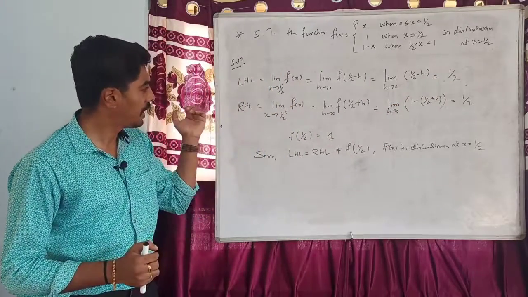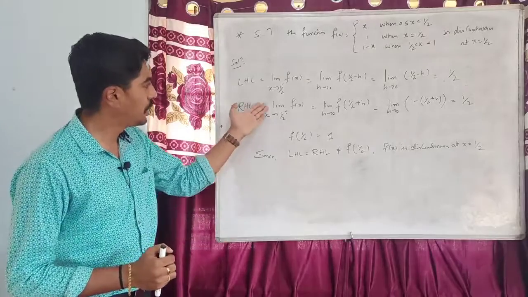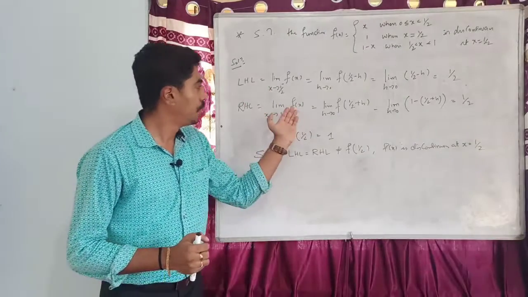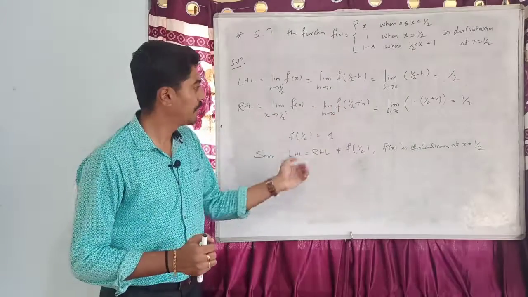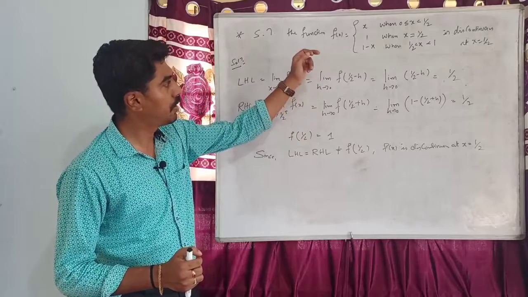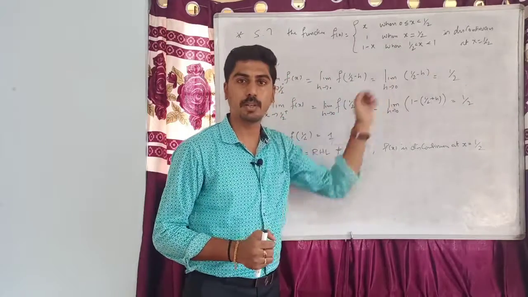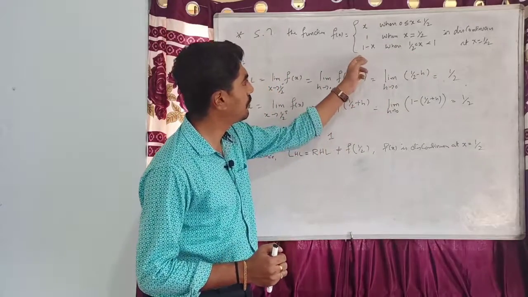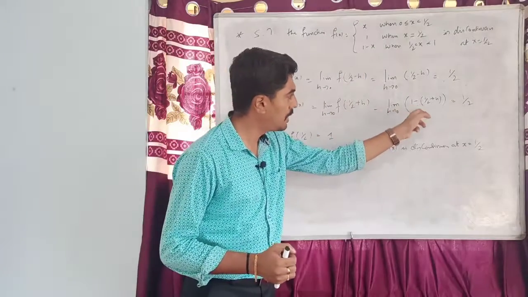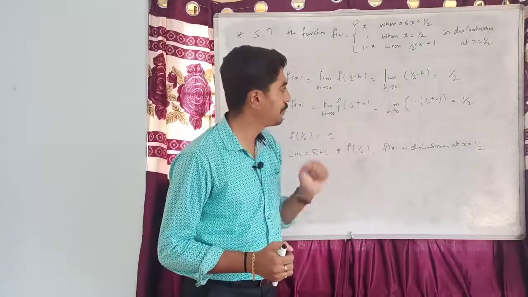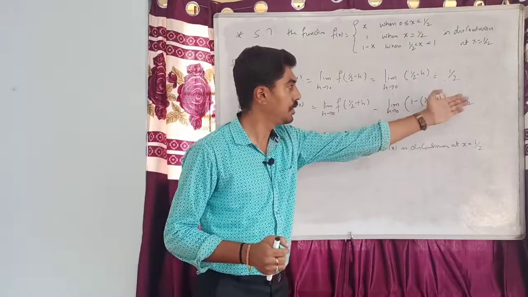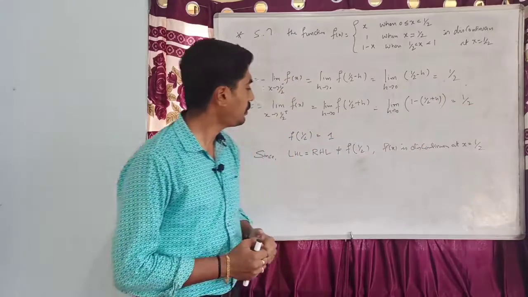Now consider the right hand limit, the limit of f of x as x tends to 1 by 2 plus. Put x equal to 1 by 2 plus h and take the limit as h tends to 0. By the definition of f of x, for x greater than 1 by 2, the function is defined as 1 minus x. So this value is equal to 1 minus (1 by 2 plus h). As h tends to 0, I get here 1 minus 1 by 2, which is equal to 1 by 2.